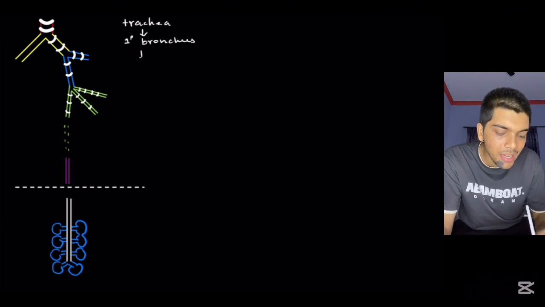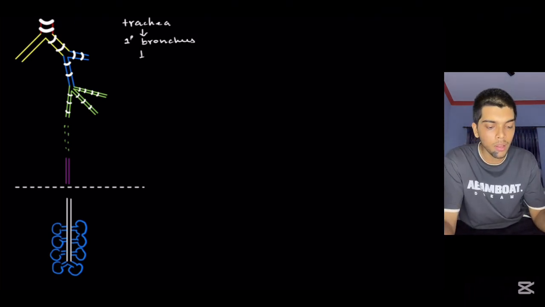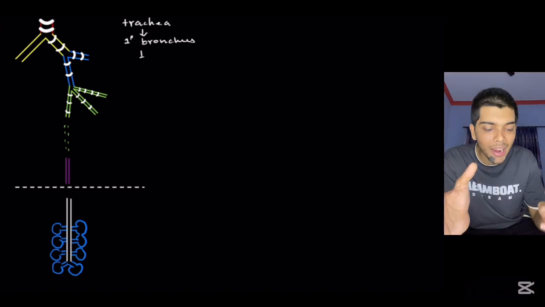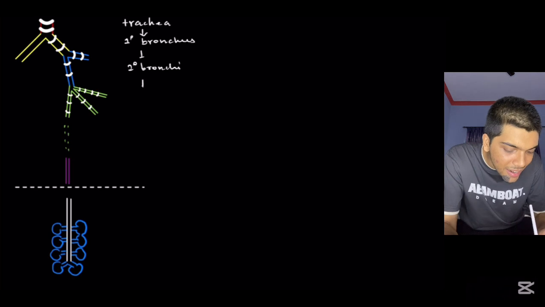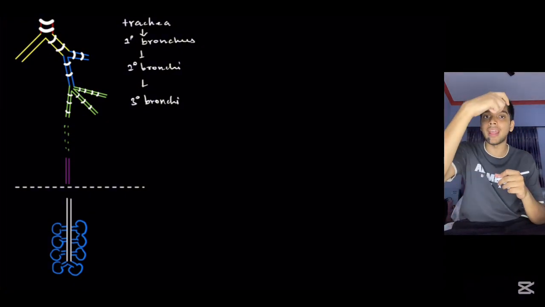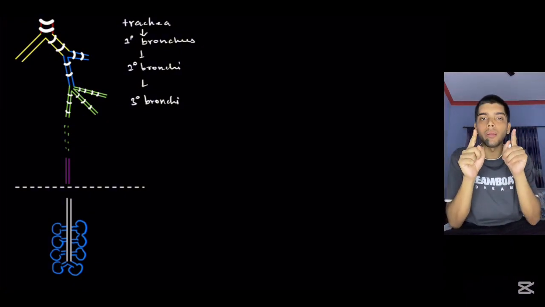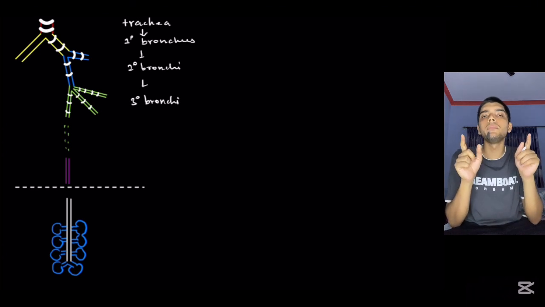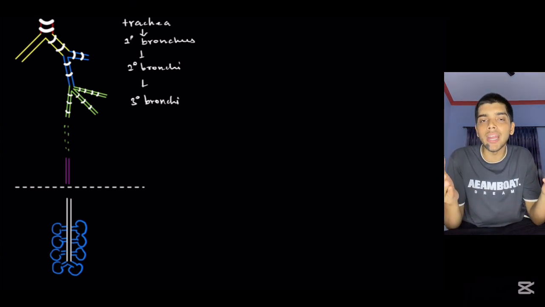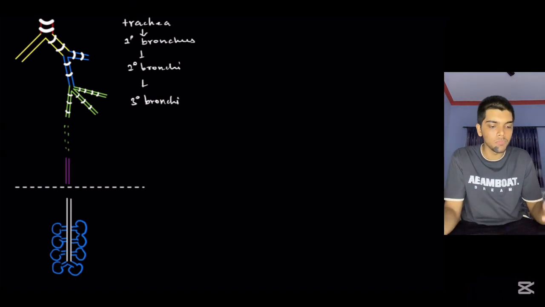They enter the individual lungs, the left and right lung, where the primary bronchus divides into secondary bronchus. Then the secondary bronchus divides into tertiary bronchus, and this marks the end of the bronchus. Alright, so there was your trachea, which bifurcated into the left and right primary bronchus, which entered the left and right lung. Inside the lung, the primary bronchus further divided into secondary bronchus, and the secondary bronchus further divided into tertiary bronchus.